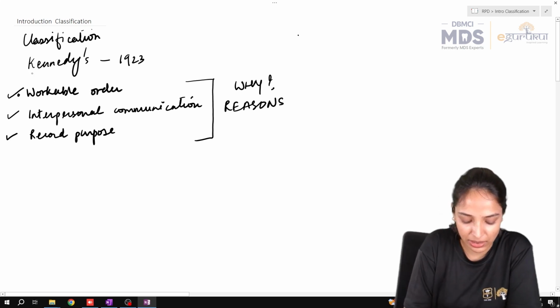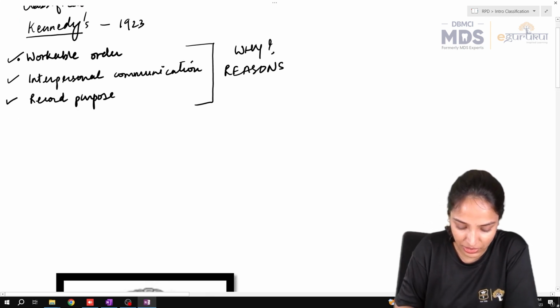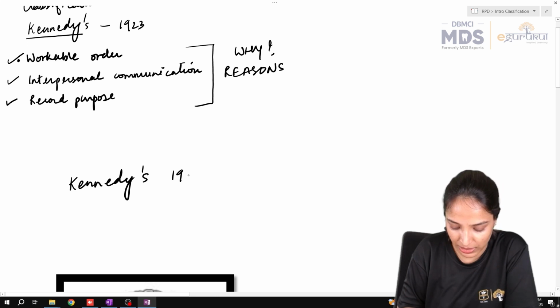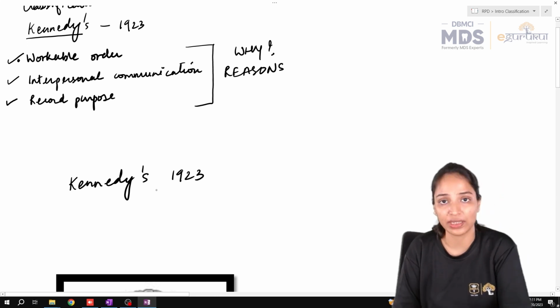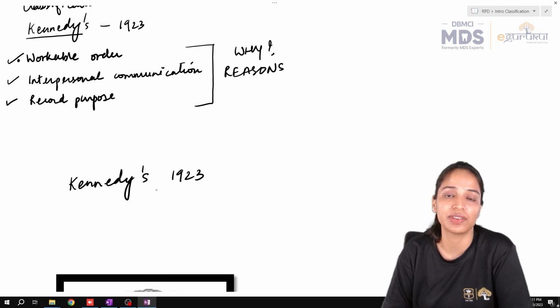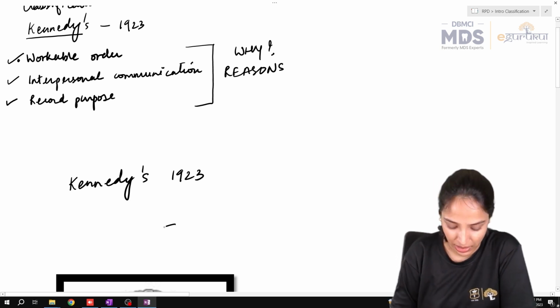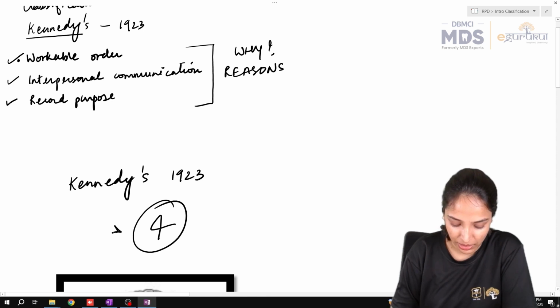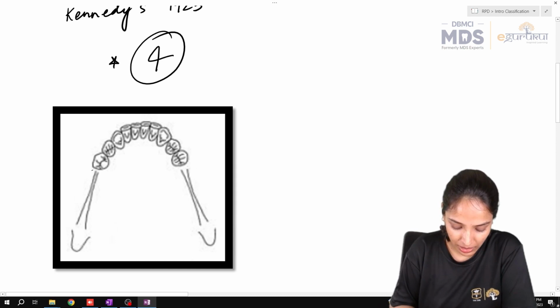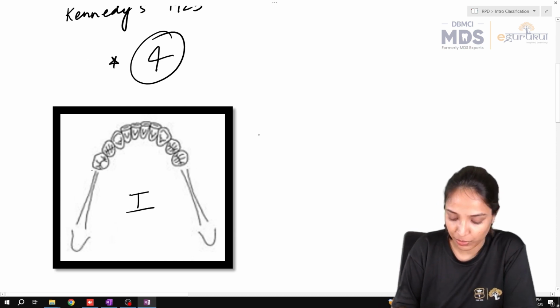Now, as I said, the most commonly used classification is your Kennedy's classification. It was given by Edward Kennedy in the year 1923. So we will start seeing the different classes of Kennedy's classification. There are mainly 4 classes that are there primarily to classify the different arches. Class 1 would be a bilateral edentulous area.